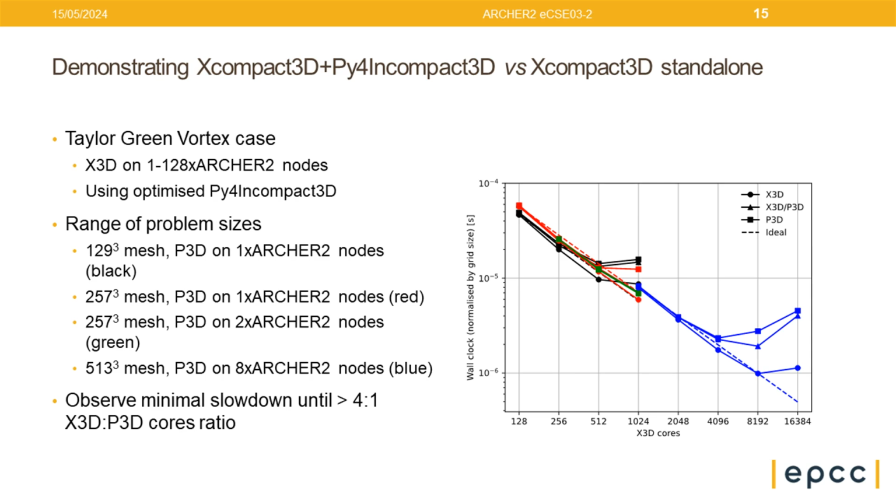So finally, with all this put together, what we did was we ran the Xcompact3D problem on ARCHER2 with Python Xcompact3D running at the same time, and we sent the data from Xcompact3D to Python Xcompact3D via ARCHER2. We tested this on a range of problem sizes, on a range of core counts, and compared the speed of Xcompact3D running by itself and the coupled Xcompact3D Python Xcompact3D case. And so what you see on the right is the timings that we achieved.